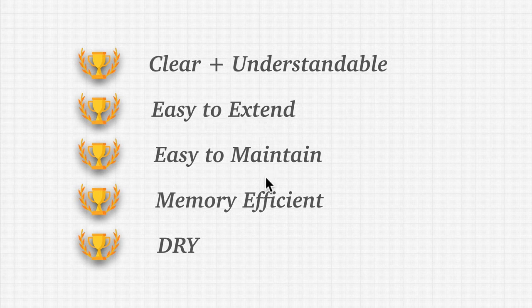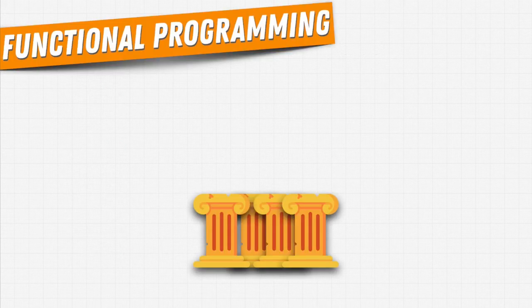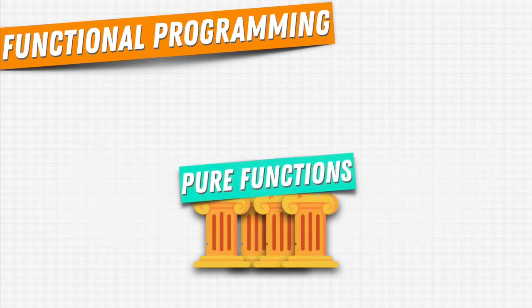It keeps our code DRY so that we are not repeating ourselves, as well as keeping our code memory efficient because we're not storing information all over the place. Now, when we come to functional programming, we have a very important pillar. And unlike object-oriented programming, where we have those 4 pillars of encapsulation, abstraction, inheritance, and polymorphism, if you want to break things down in functional programming, it all comes down to this concept of pure functions.